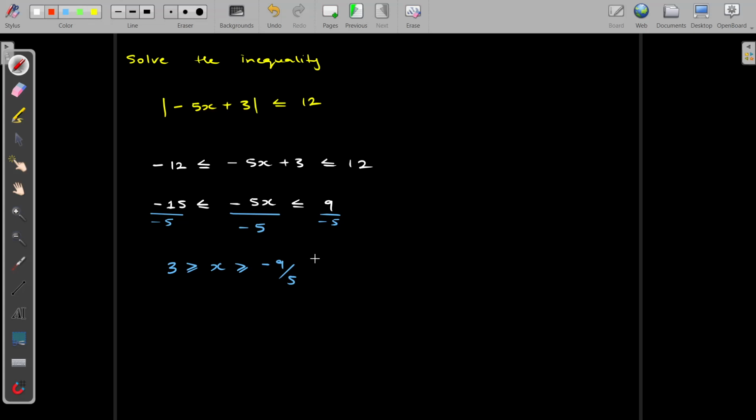However, we can't write inequalities like this. X is less than 3, x is greater than... No, we can't write it like that. We have to start from the smallest possible x value, which would be negative 9/5. And then we say that x is greater than that value.